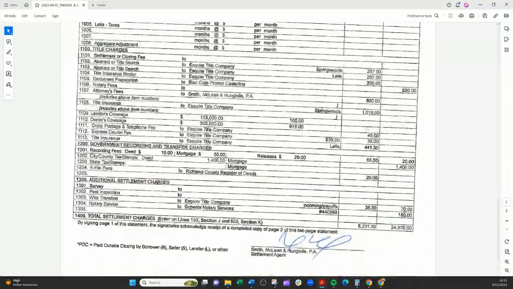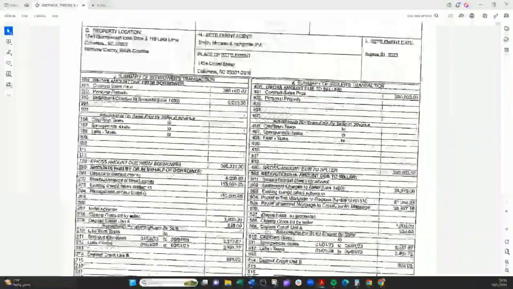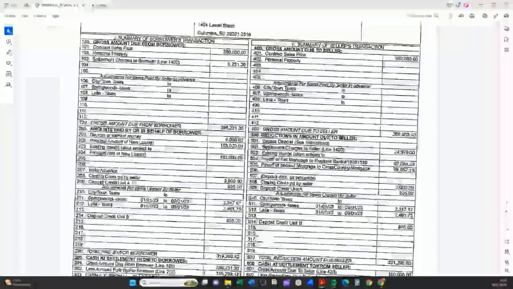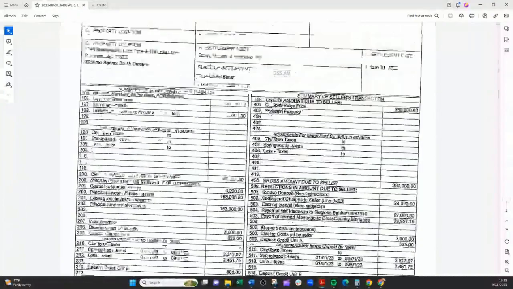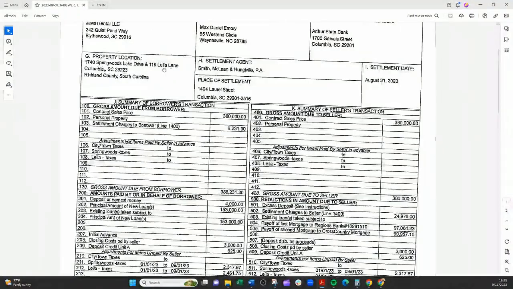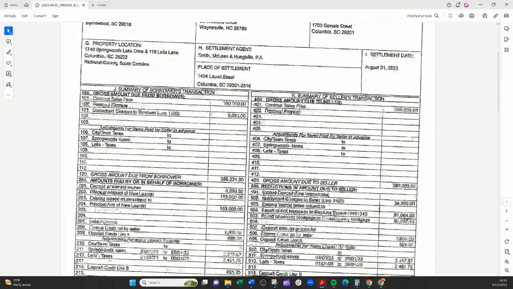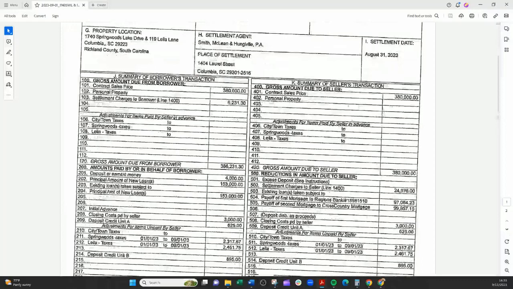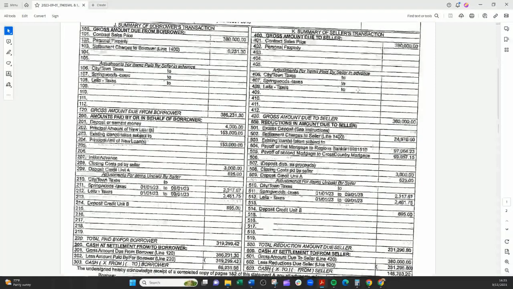So just for the sake of this video, okay, do not do this in real life. I want to be very clear about that. Do not do this in real life. Just for the sake of this video, we are pretending that only 119 Layla Lane is on this HUD statement, okay? And so this is a flip property. This is a sell HUD statement, and we are going to code it, all right?